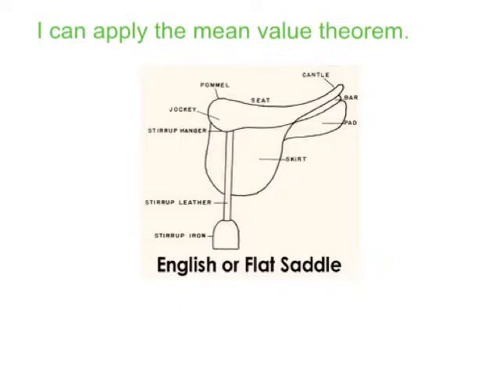And pictured below is a graphic for the English or flat saddle. And the trivia question is, the pommel is located at the front or the back of the saddle. And if we want to go one step higher, what is a pommel in terms of architecture words?